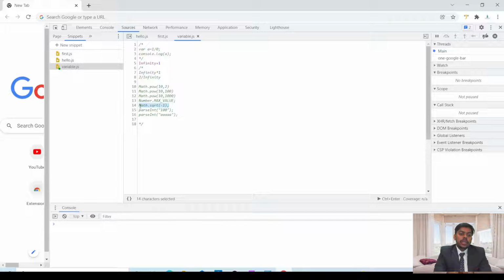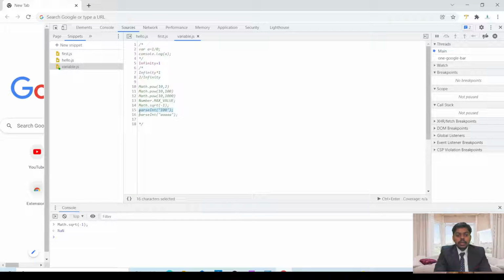So if we want the square root of any number, then we can use the function Math.sqrt. Math.sqrt is going to give the square root. But what if you want to calculate the square root of minus 1? Then it is going to give the answer NaN. It is not a number. Iota is not a number, right?